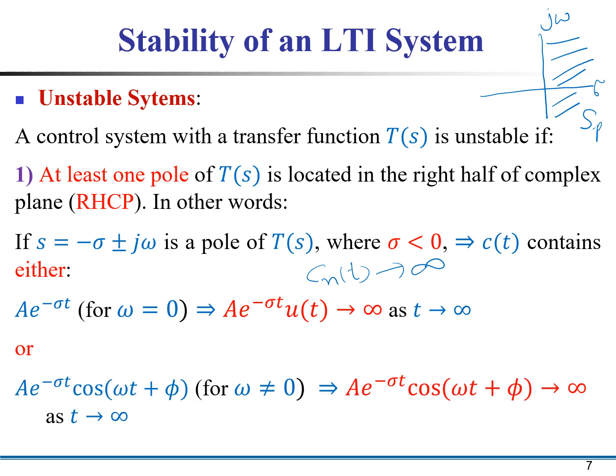Similarly, if the pole is complex, the same thing will happen. We know the response for the complex system is like this. So again, minus sigma will be positive, and a e to the power a positive number over here, a real number, and t approaches infinity. So here again c(t) will approach infinity and the system will be unstable.